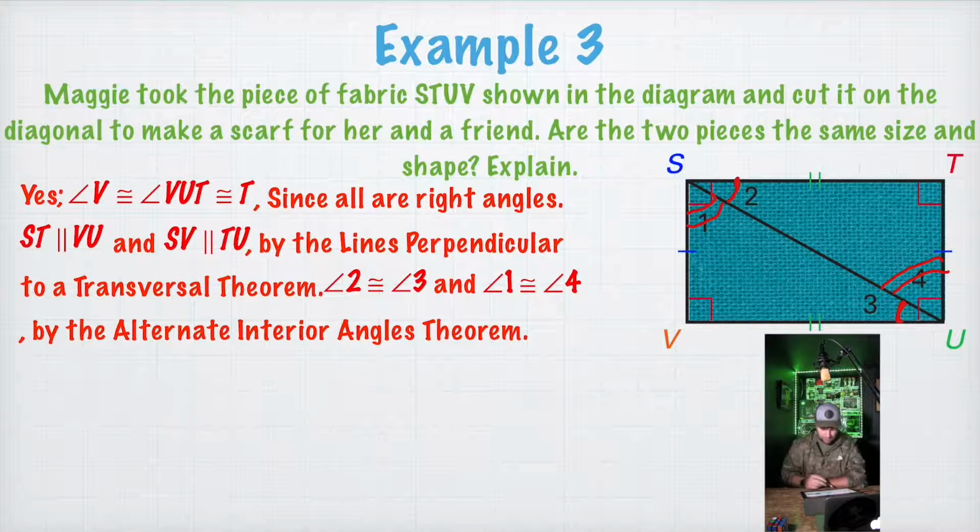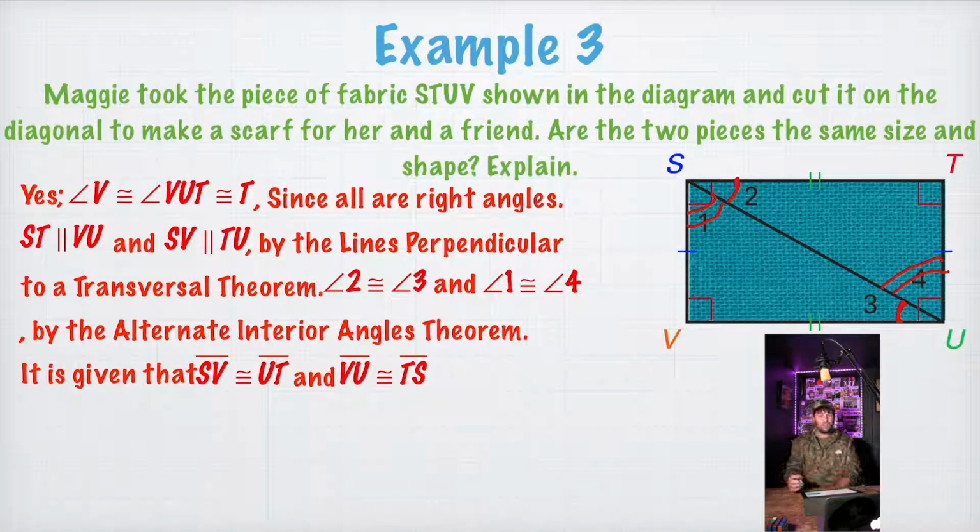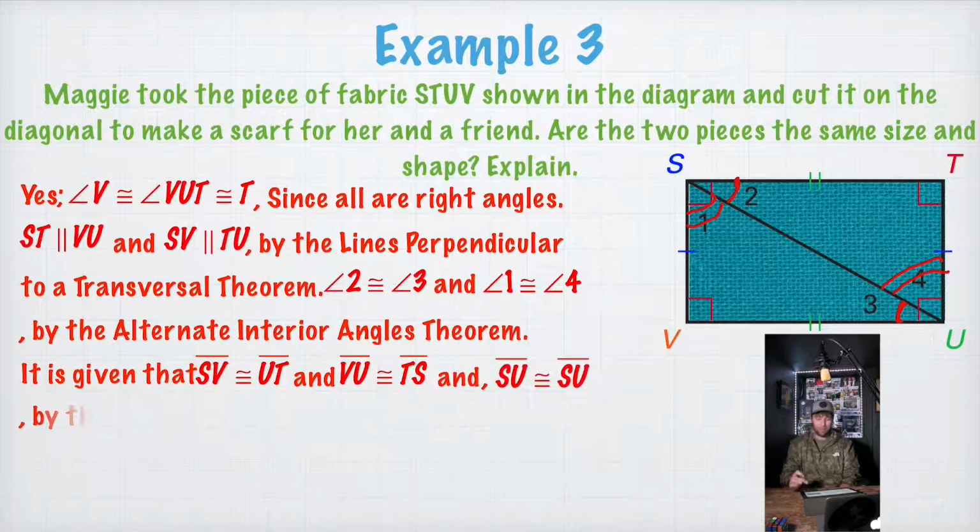It's actually given to us that ST is congruent to UV. And it's also given to us that TU is congruent to VS. So let's go ahead and write that down. It's already marked. These lines are congruent and these lines are congruent. So the only line we have to prove congruent is SU. And since SU is shared by both triangles and SU is congruent to itself, we can say that SU is congruent to SU by the reflexive property of congruence.